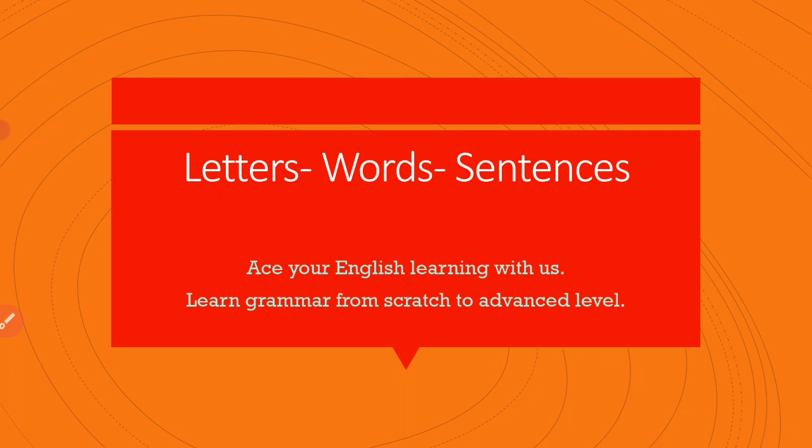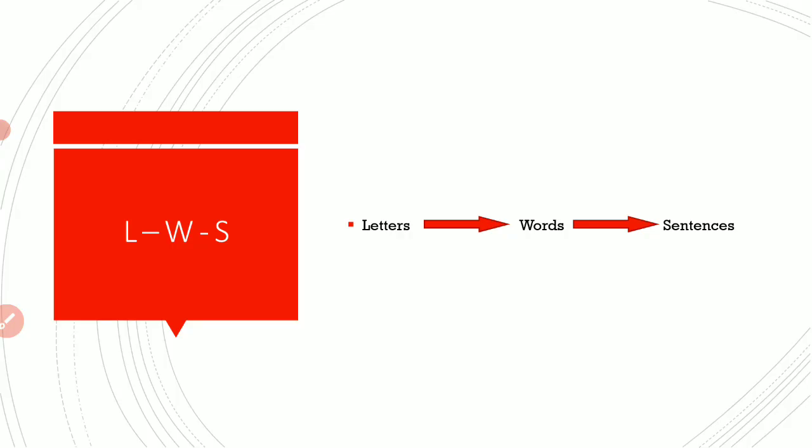As you know, letters form words, and with words we form sentences. So you can say that there is a relationship between these three components of any language. Letters go through and make words, and words, when they are combined with each other, make sentences.